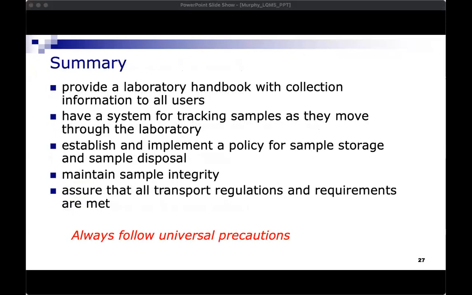So in summary, the laboratory handbook describes sample collection and provides testing information that must be available to everyone who needs this information. It's important to have a system for tracking samples as they move through the laboratory. You should establish and implement a policy for sample storage and sample disposal, maintain sample integrity and ensure that all regulations and requirements are met, and always, always, always follow universal precautions.